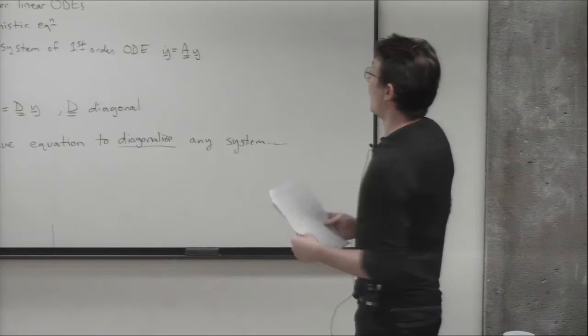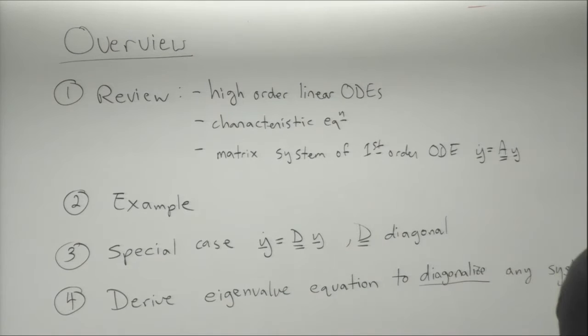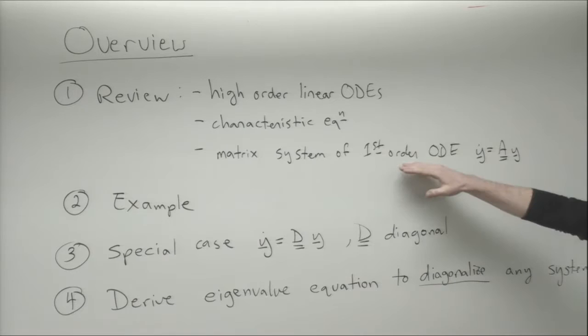Okay, so today and Friday, we're going to cover what I think is some of the most important and interesting material of the entire course. Okay, so it's a little mathematical, but what we're going to see is that using eigenvalues and eigenvectors, we can get a geometric interpretation of the solution of any matrix system of first-order ODEs. And this is extremely powerful.